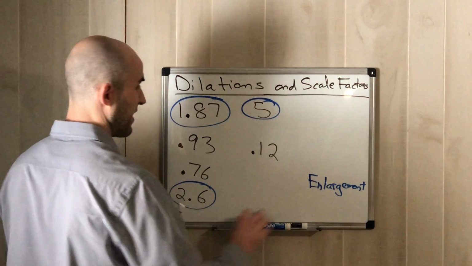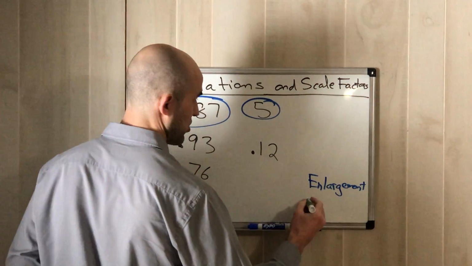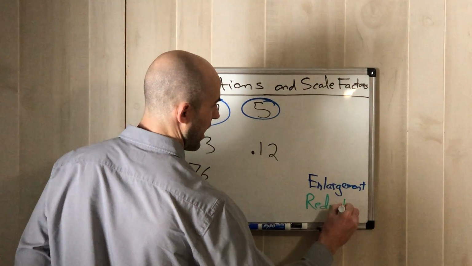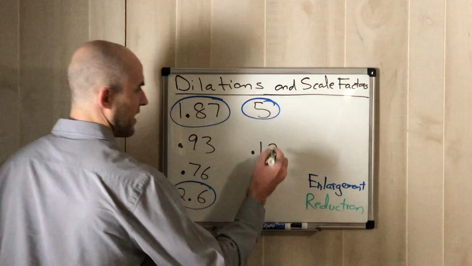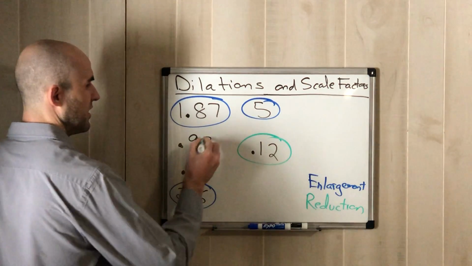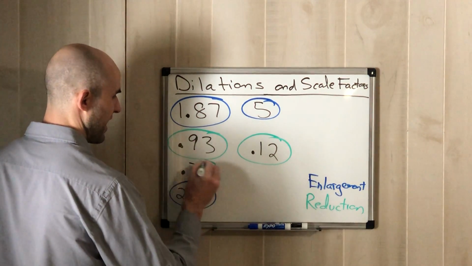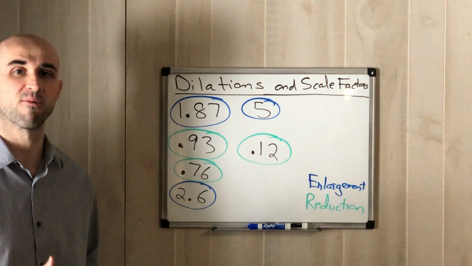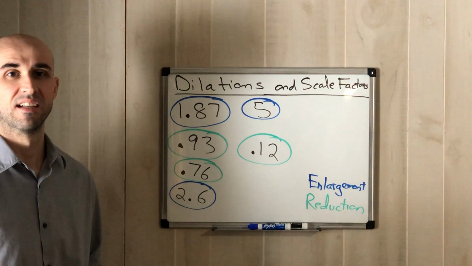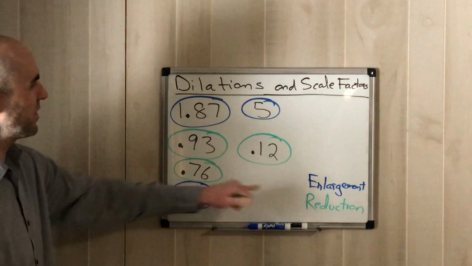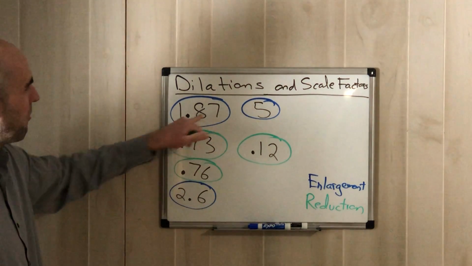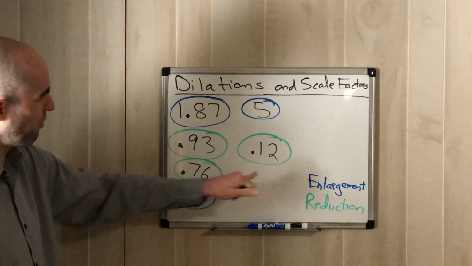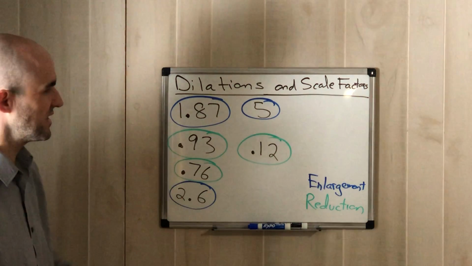Okay. Some of you may already notice it, some of you may not yet, which is okay. To figure out which ones are the reductions, I'll analyze the reduction in green, right? I know that this is going to be a reduction, I know that that's a reduction, and I know that that's a reduction. And again, some of you may be able to see already why it is, some of you may not. So we know that the enlargements are in blue: 1.87, 5, 2.6. We know that the reductions are in green: the 0.12, the 0.93, 0.76.